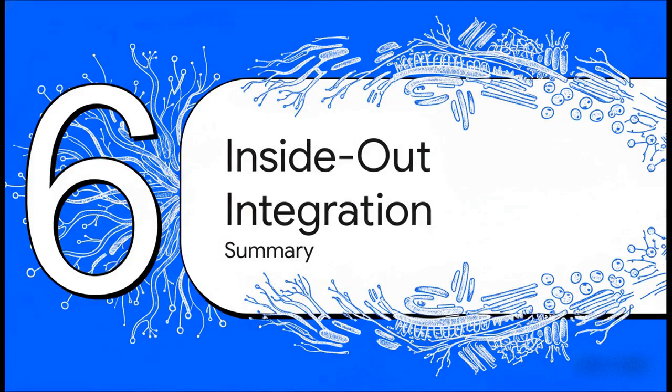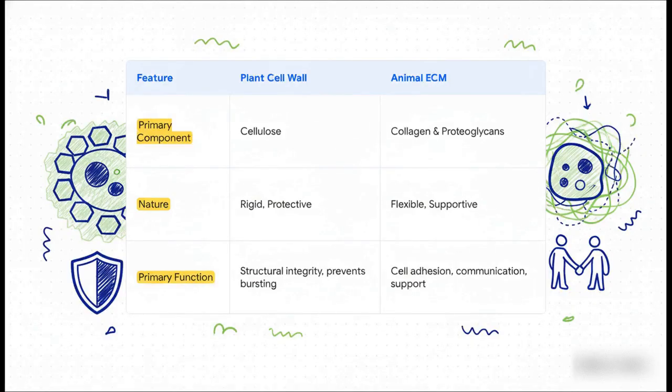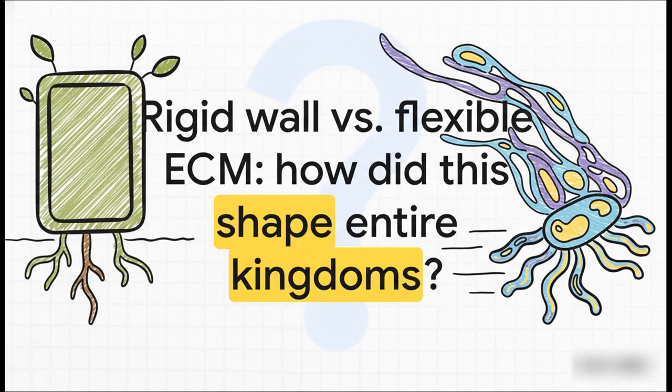So let's bring it all home. We've journeyed from the cell's internal support system, the cytoskeleton, all the way out to the complex structures it builds to interact with the world around it. This table really drives home the fundamental differences. The plant cell wall, built from cellulose, is rigid and primarily protective. In stark contrast, the animal ECM is flexible and plays a much more dynamic role in things like cell adhesion, support, and communication.